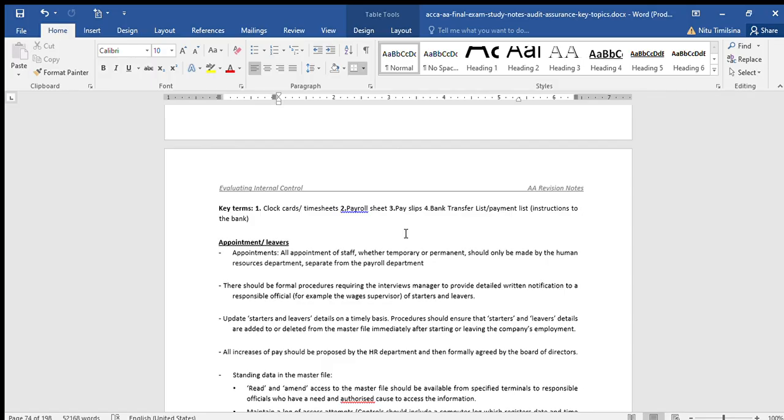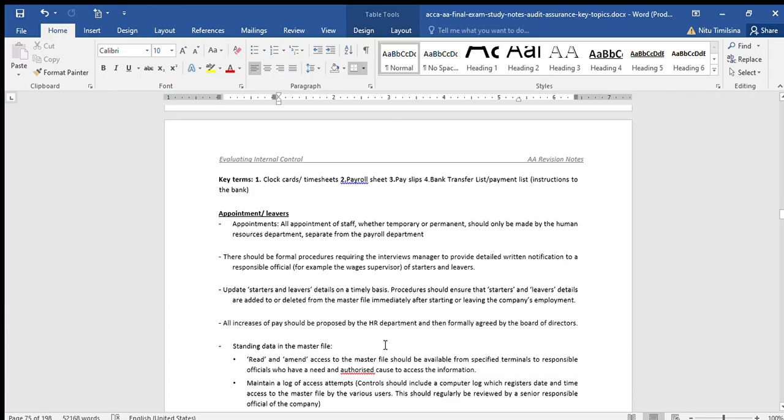All increases of pay should be proposed by the HR department and then formally agreed by the board of directors.